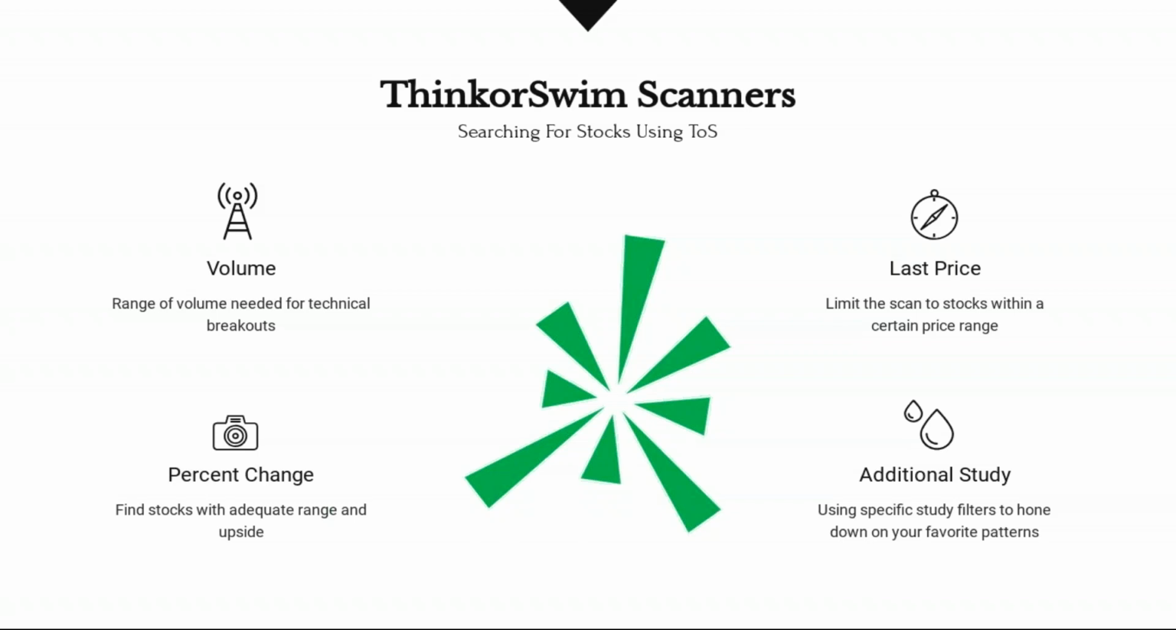And then to really customize each individual scanner to look for different things, you can add additional study filters. Using these specific study filters kind of hones down your favorite patterns or your trade strategy and what you're looking for specifically. So outside of the three critical components of ThinkOrSwim scanners, it's the fourth component, the additional study, that kind of separates each of these custom scanners to where you can build one based on your preferences.